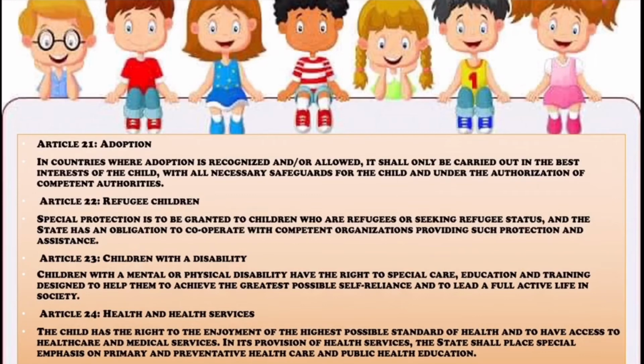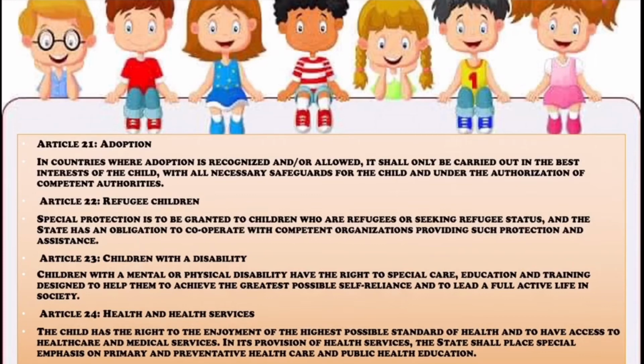In Article 26, social security. In Article 26, state parties shall recognize for every child the right to benefit from social security, including social insurance, and shall take the necessary measures to achieve the full realization of this right in accordance with their national law. Article 27, growing up free from poverty. In Article 27, state parties recognize the right of every child to a standard of living adequate for the child's physical, mental, spiritual, moral, and social development.